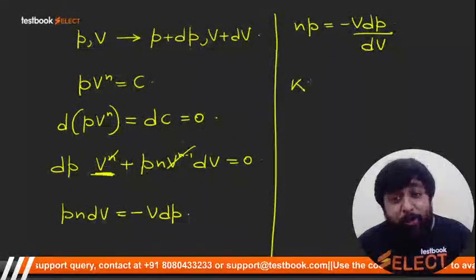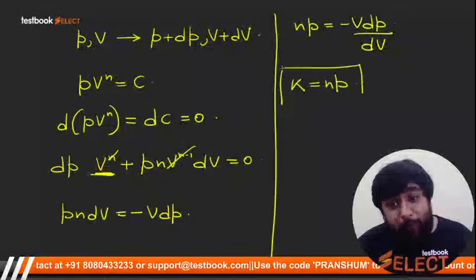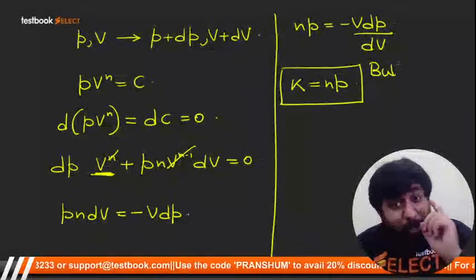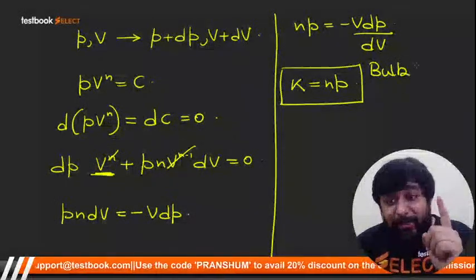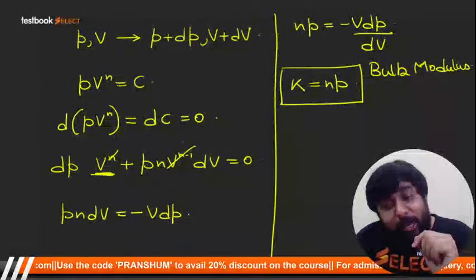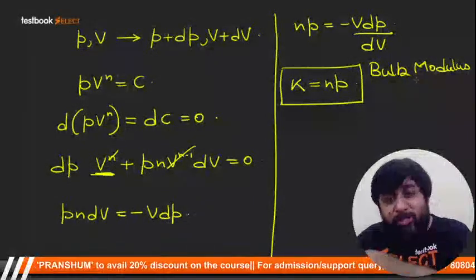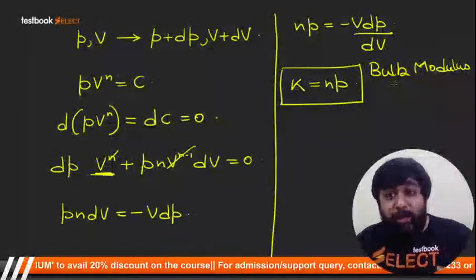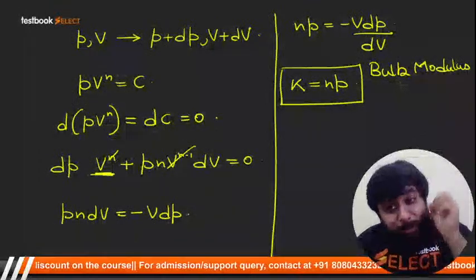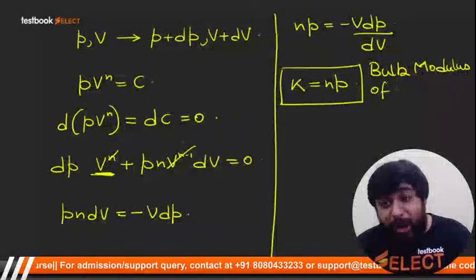So what have we got? We have got the bulk modulus of ideal gas, which is equal to nP. This is the bulk modulus of ideal gas, not for liquid, only for gas. Sir, is this point important for civil? No, in the case of civil, the chances of this question coming are very low. But sir, what about mechanical people? Yes, in case of mechanical people, this point is definitely very important. So write down bulk modulus of ideal gas.